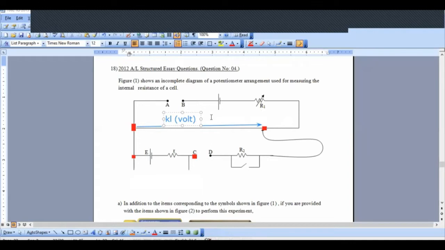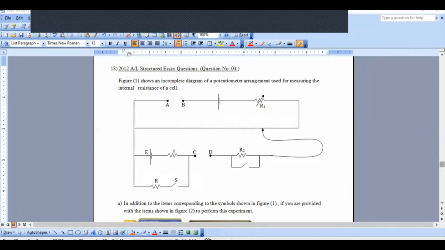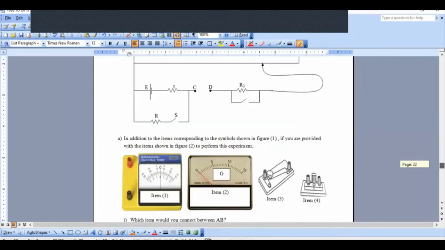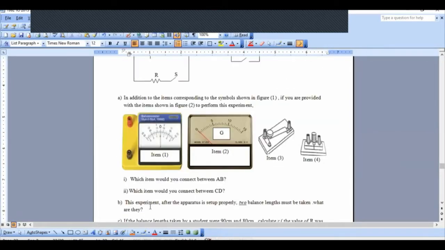So from this, that's the first balance length. The first balance length is obtained by keeping the switch S open. They ask us that two balance lengths should be obtained. So what are the two balance lengths? Please write the simple B equation. The balance length when the switch S is kept open.